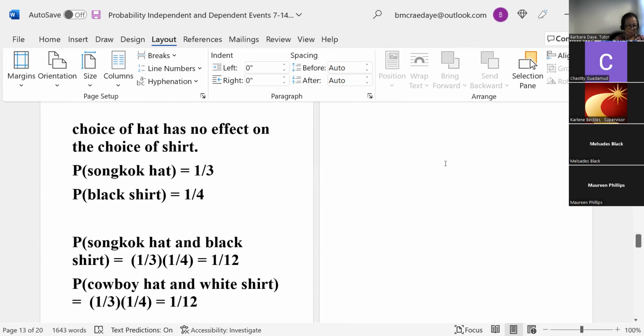2/12. How are you getting 2/12? Well, it's really the same as the sangkak hat and the black shirt, right? 1 over 3 and 1 over 4. It'd still be 1/12, still a multiplication. The simple probability for the hat is 1 over 3 because there are 3 hats. For the shirt it is 1 over 4 because there are 4 shirts. Multiplication gives you 1/12. Got it?